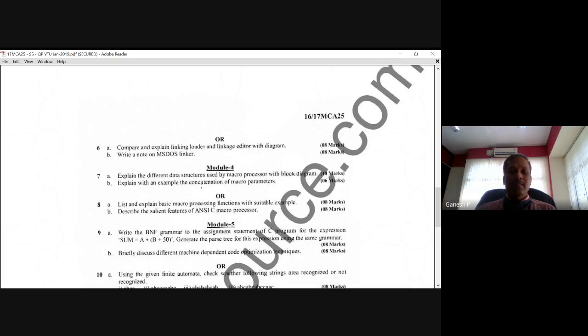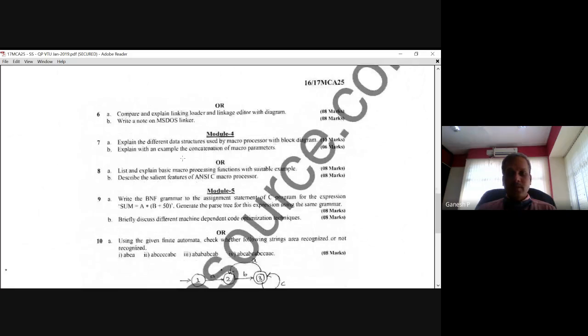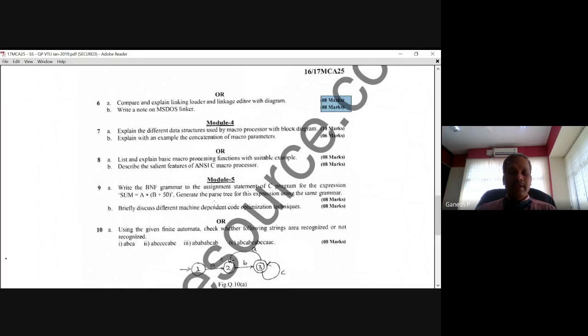Next, describe the salient features of the ANSYS macro processor, which was again given as an assignment for you. Don't look at the marks and all, because this scheme is different. For you the marks are different, but what you have to see is the type of questions being asked. Next, module 5.